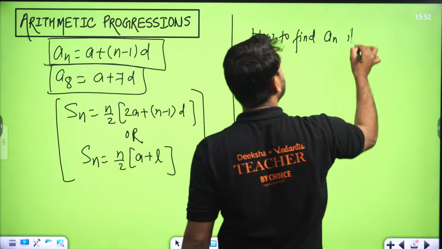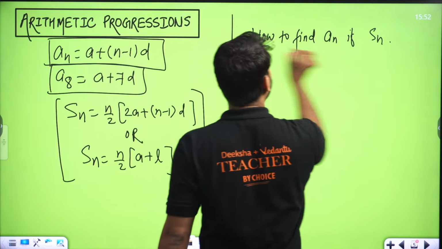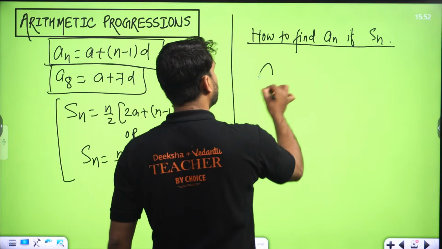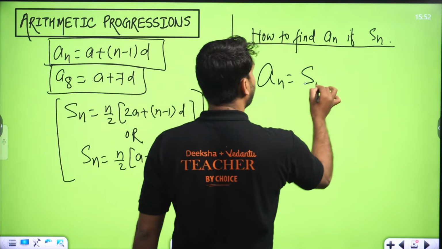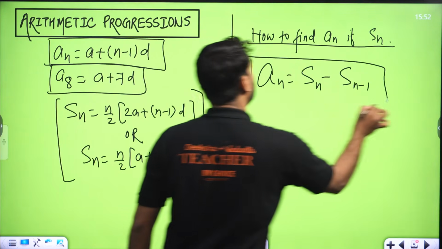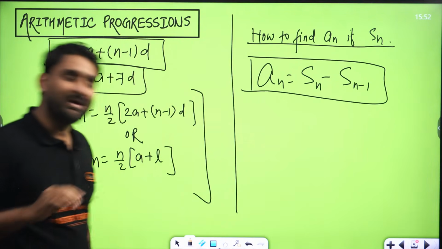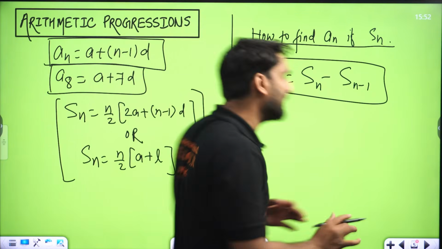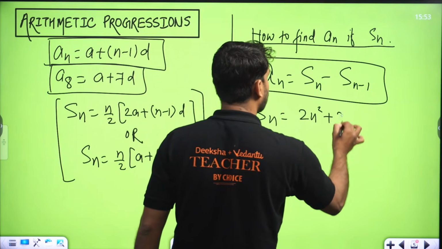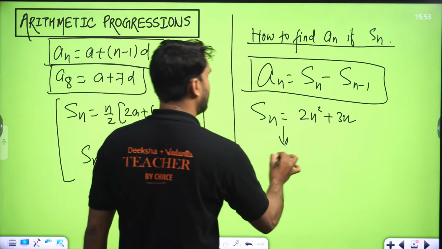Okay, now how to find an if Sn is given. So my dear, if Sn is given in terms of n, how can you find the nth term? The nth term is equal to Sn minus Sn minus 1. By using this formula, you can get the nth term. If Sn is given to you, like I am giving you, Sn is equal to 2n square plus 3n. Now what will be an?